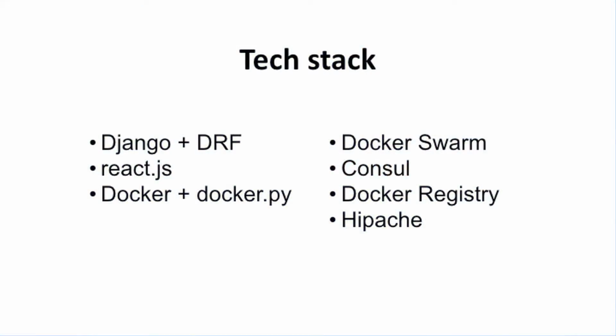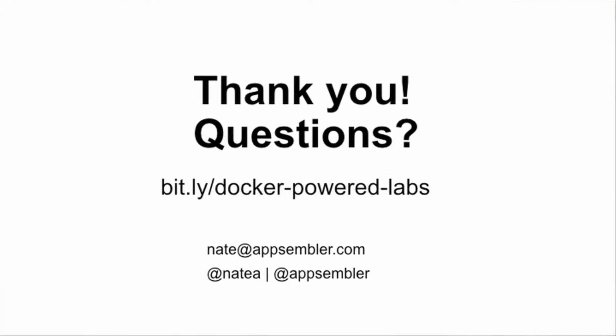OK, so what does the stack look like? We're using Django and the Django REST framework. We have React.js on the front end. We're using Docker and the Docker API. And then to make this scalable, we're using Docker Swarm, Consul, the Docker registry, and then for all the URL mapping we're using something called Hipache. And that's it. Do I have any time for questions?